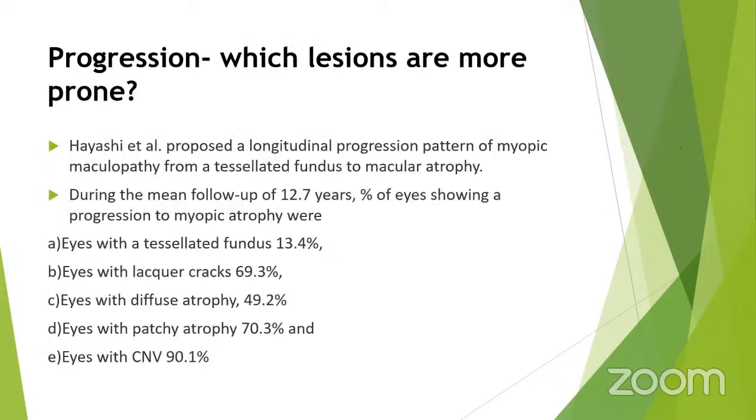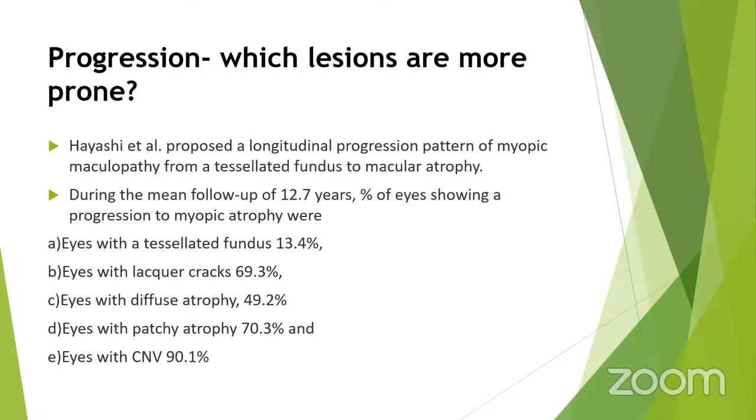So, progression. Which lesions are more prone to progression in pathological myopia? Hayashi et al. proposed a longitudinal progression pattern of myopic maculopathy from a tessellated fundus, which is the initial stage, to macular atrophy, which is the last stage. During the mean follow-up of 12.7 years, the percentages of eyes showing progression of myopic maculopathy were as follows.